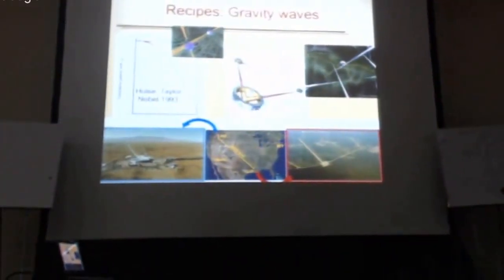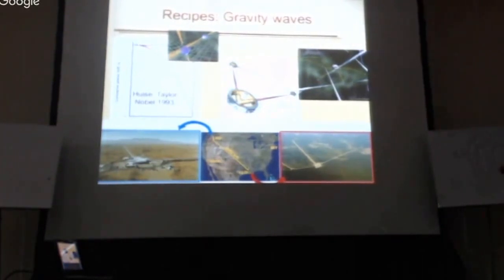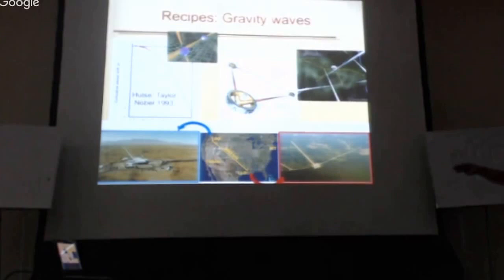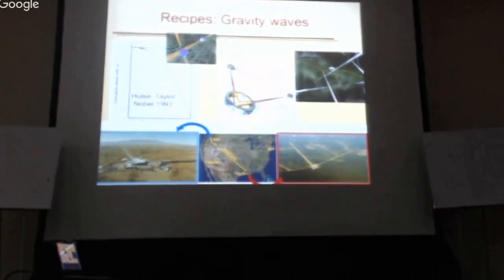But basically, the two that detected gravitational waves last year are in the US, one is here, the other one is there. And these are interferometers that have 4 kilometer arms. So we're bouncing the light 4 kilometers in that direction and coming back, and in that direction also 4 kilometers and back, and then we're measuring the interference pattern.